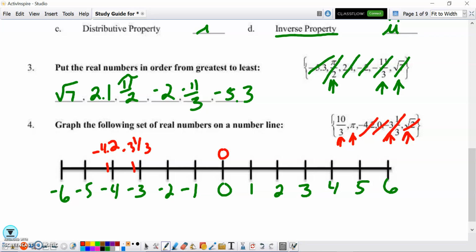Now the square root of 2 is a little bit more than 1, so I'm going to say it's right about there. The next one is then pi, 3.14, so I'm going to say that that's right there, pi. And 10/3 is really close to 3 also, but it's a little bit bigger than pi, so I'm going to mark that right about there.